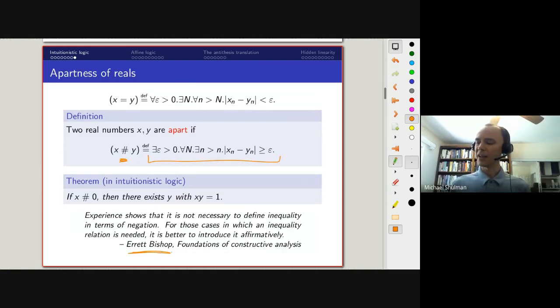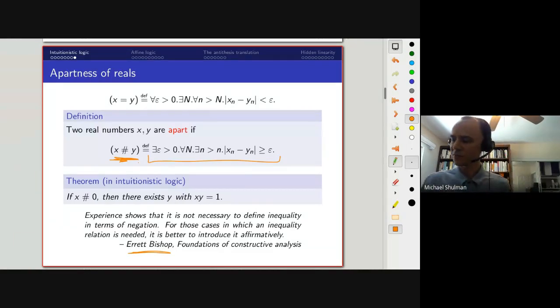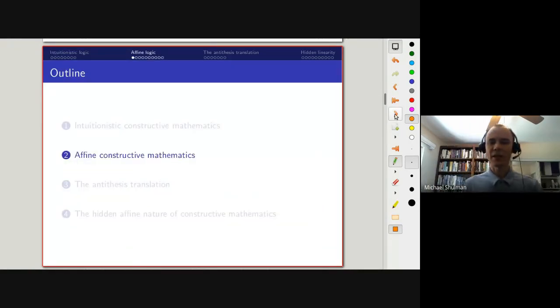in general that it is not necessary to define inequality in terms of negation, but it's better to introduce an affirmative notion of inequality, such as this kind of apartness. So this sort of thing is common when trying to do mathematics constructively in intuitionistic logic. Things that are normally classically defined in terms of negation don't work very well. You generally want to introduce some different sort of thing which behaves similarly classically, but constructively is better behaved because it's more affirmative. All right, so that's my quick introduction to constructive mathematics.